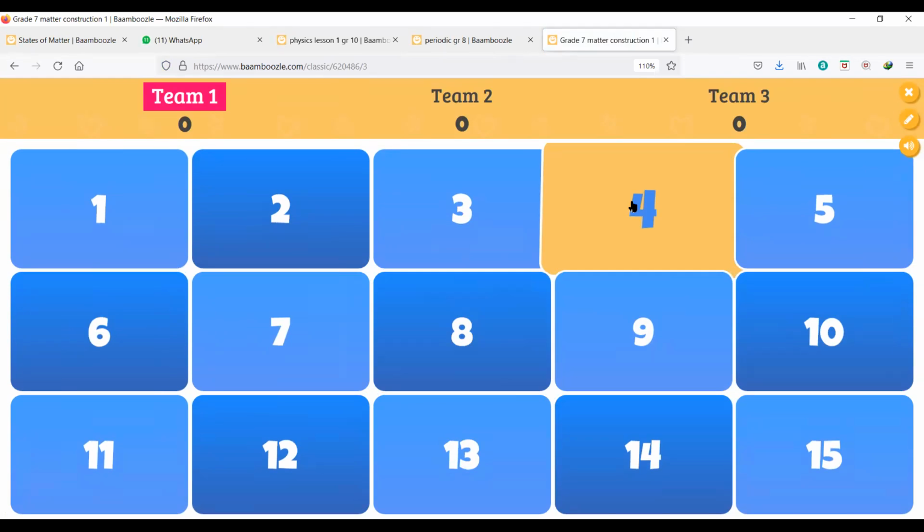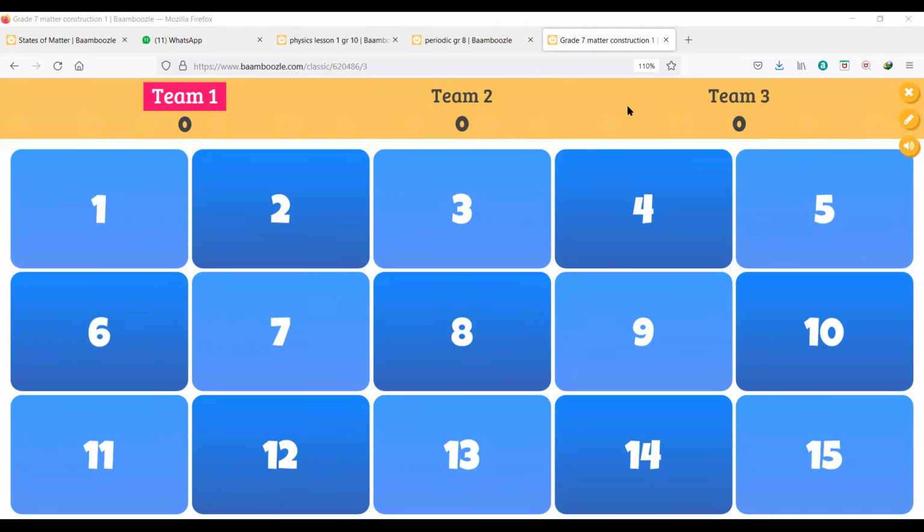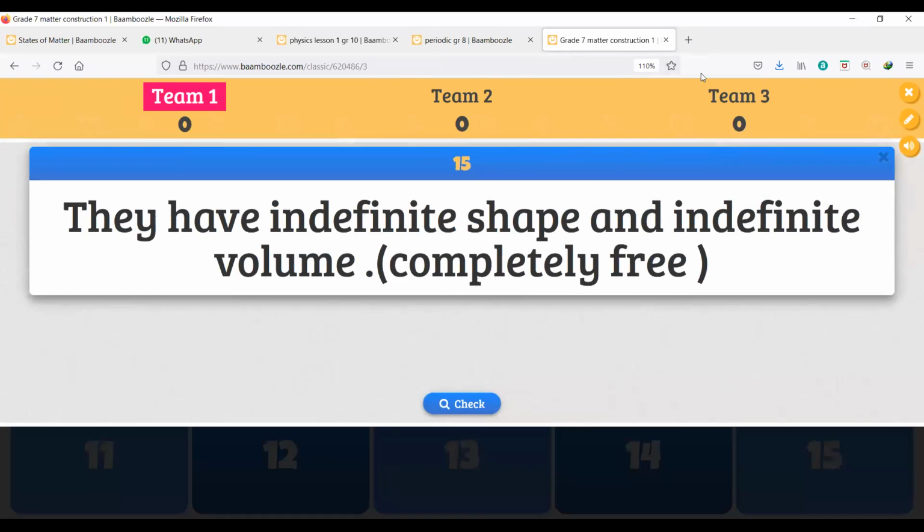So the first team, Ammar. Where is Ammar? Okay, so let's take Toqa Muhammad. Ammar is not here on Zoom, maybe the internet cut him out. Yes, Toqa, question 7. They have indefinite shape and indefinite volume. Yes, Yusuf, you are in team 2.